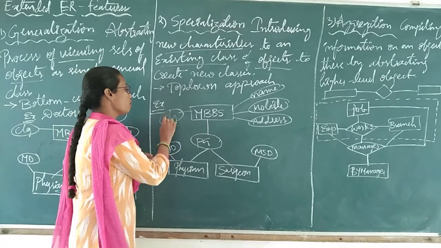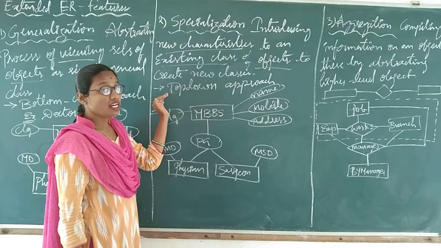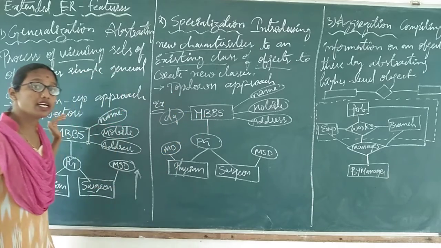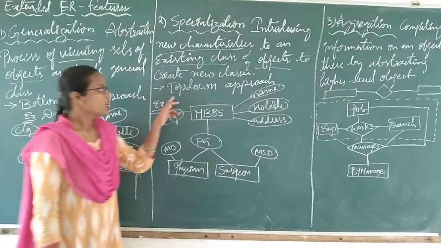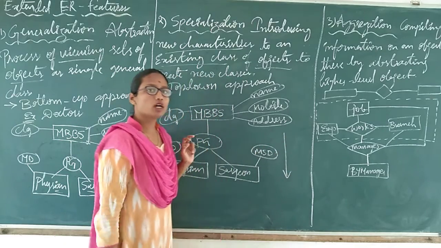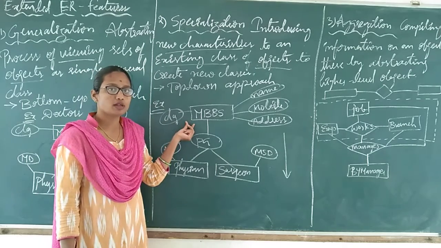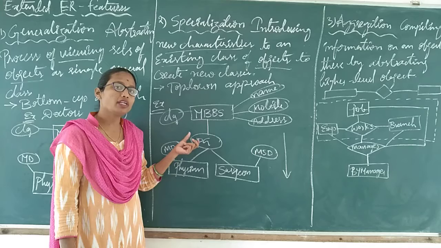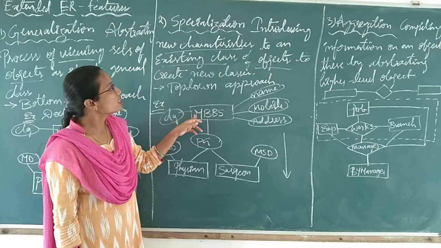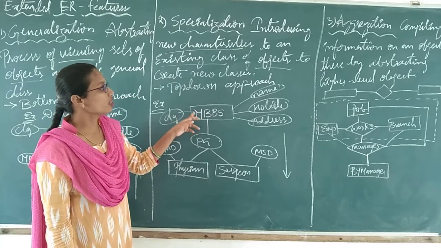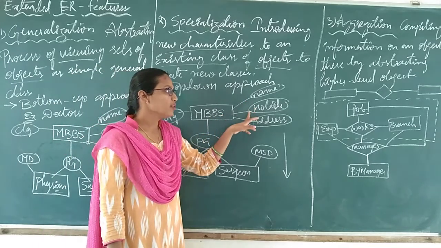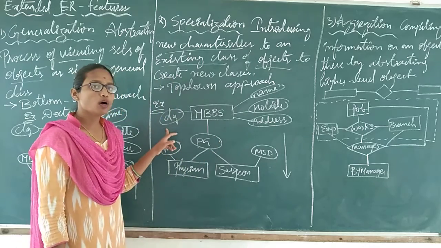Here we have one example. Specialization follows the top down approach and generalization the bottom up approach. Top down approach, MBBS. First, a student will do MBBS. MBBS is an entity, and this MBBS is a class. This MBBS will have objects: name, mobile number, address and college name.